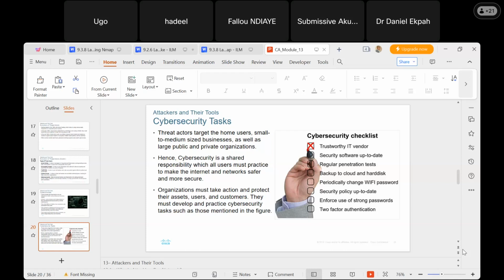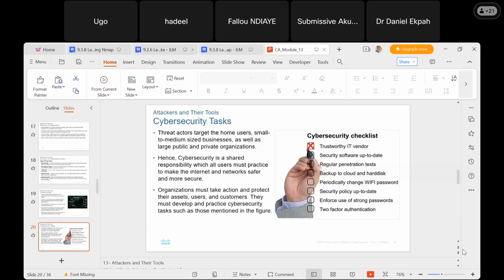Regular penetration test. When you carry out penetration testing, you agree with me that you're actually trying to check if there are vulnerabilities. And then once you're able to identify those vulnerabilities, you'll find a way to close them up. And then back up to cloud and hard disks. You need to back up to cloud hard disks to avoid total disaster. Sometimes the hackers could wipe off sensitive data from your servers, and that automatically keeps you stranded.